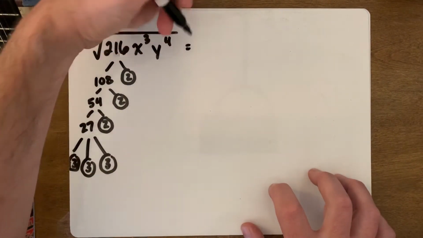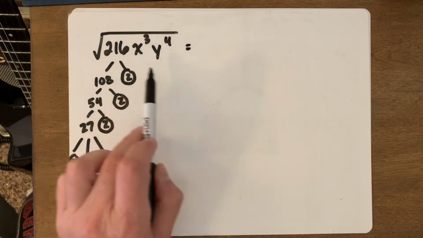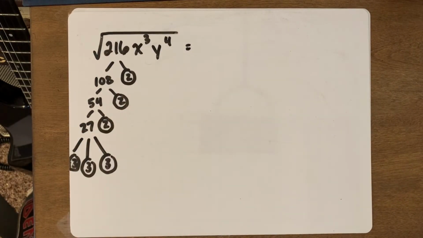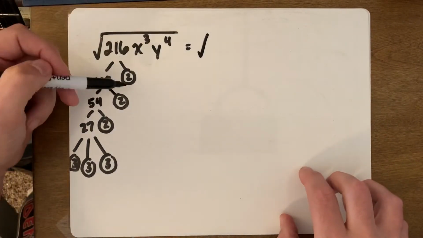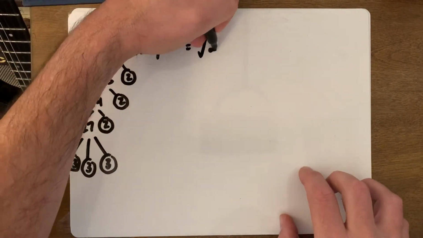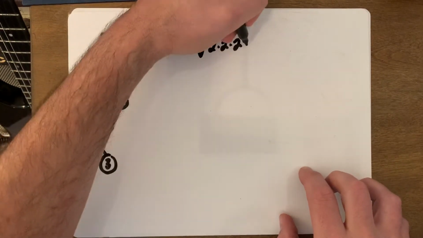So let's see how that's going to work. I really don't want to write all of these out, so I'm going to avoid that for now on this one. But I am going to write all the numbers out. 2, 2, 2. And then 3, 3, 3.